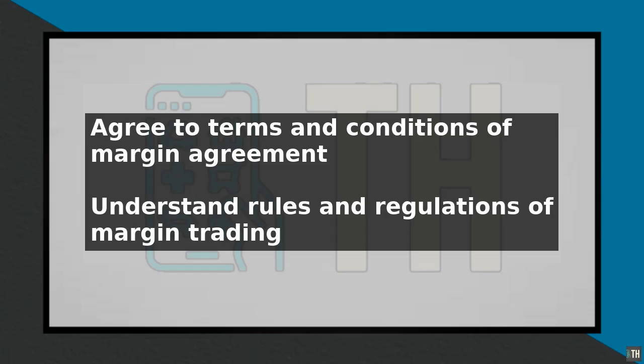The minimum margin requirements vary depending on the type of securities you want to trade and the amount of money you want to borrow. After you have met the minimum margin requirements, you can start trading on margin. To do this, navigate to the trading section of the app or website and select the security you want to trade. When you place an order, you will have the option to use margin or cash. Select the margin option to use borrowed money to purchase the security.